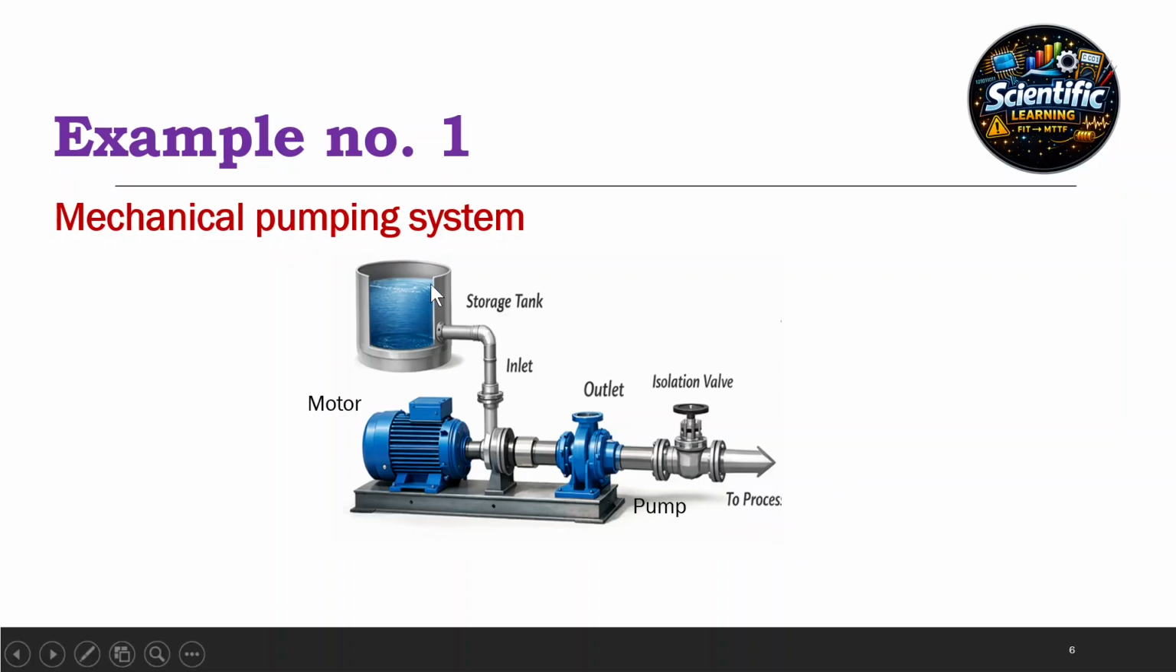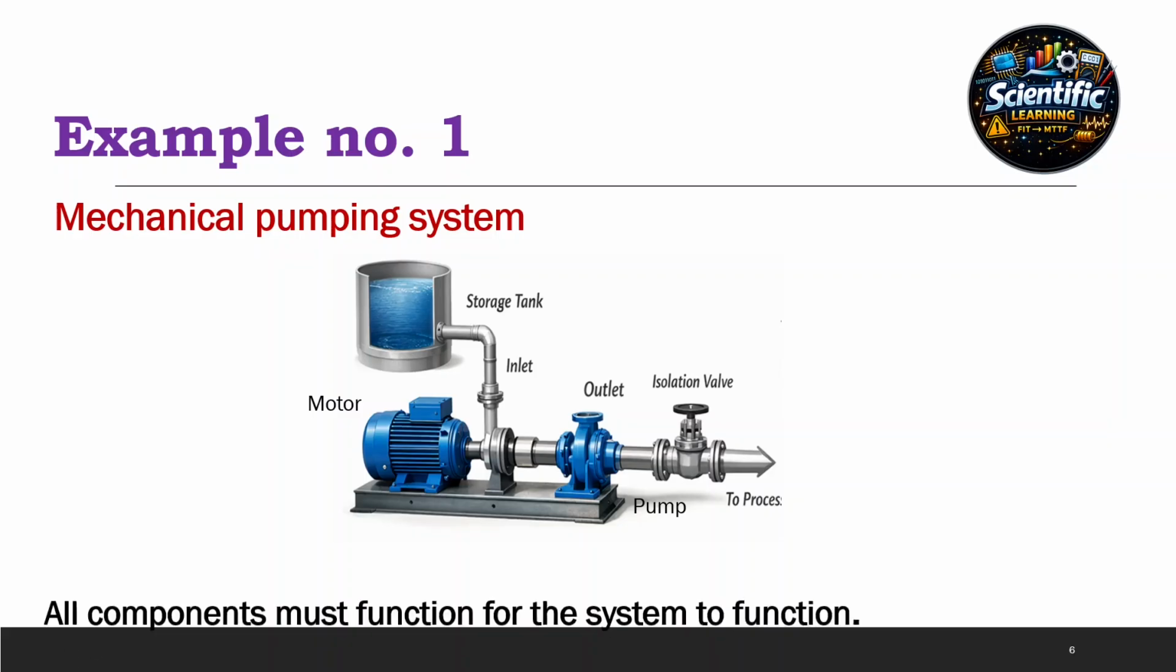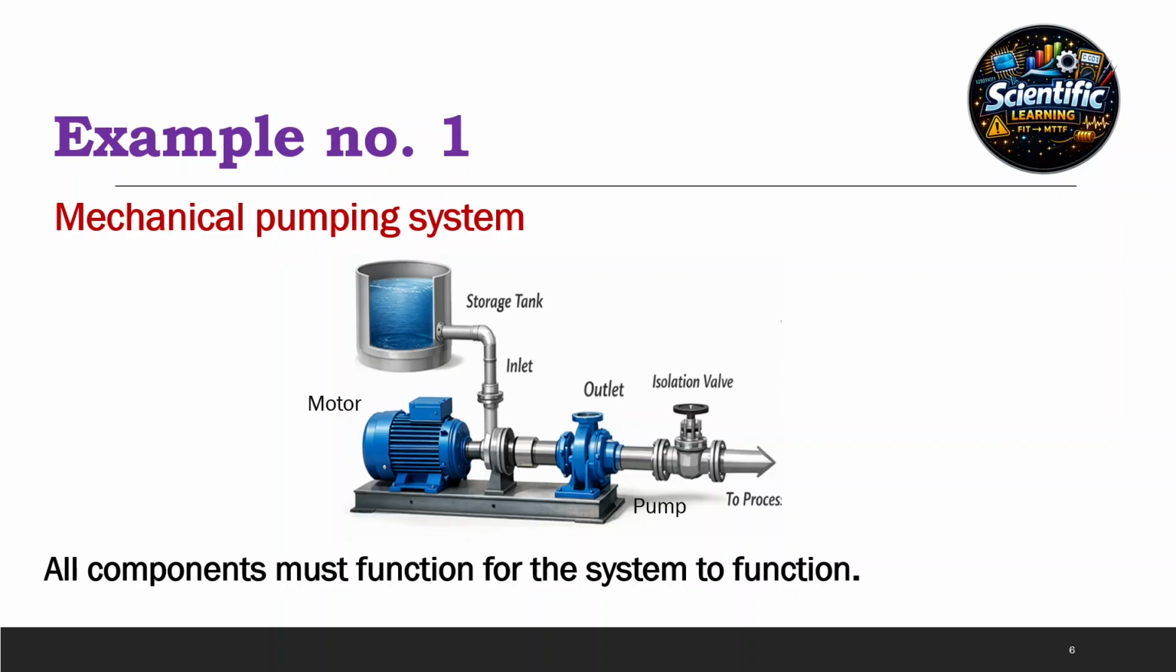Now, to extract water from the storage tank, this motor has to work, the pump has to work, the valve has to work, and all the piping and all the coupling between the motor and the pump has to work. Then only the system works. If the motor fails, there's no water. If the pump fails, again there's no water, because each and every component in the system is required to function. Now such a function where all components must function for the system to function is a classic case for a series RBD.